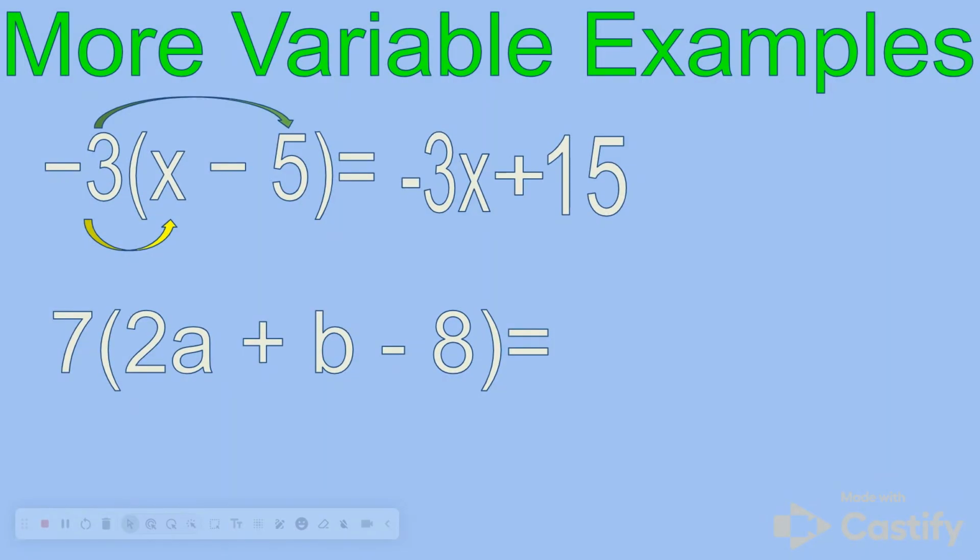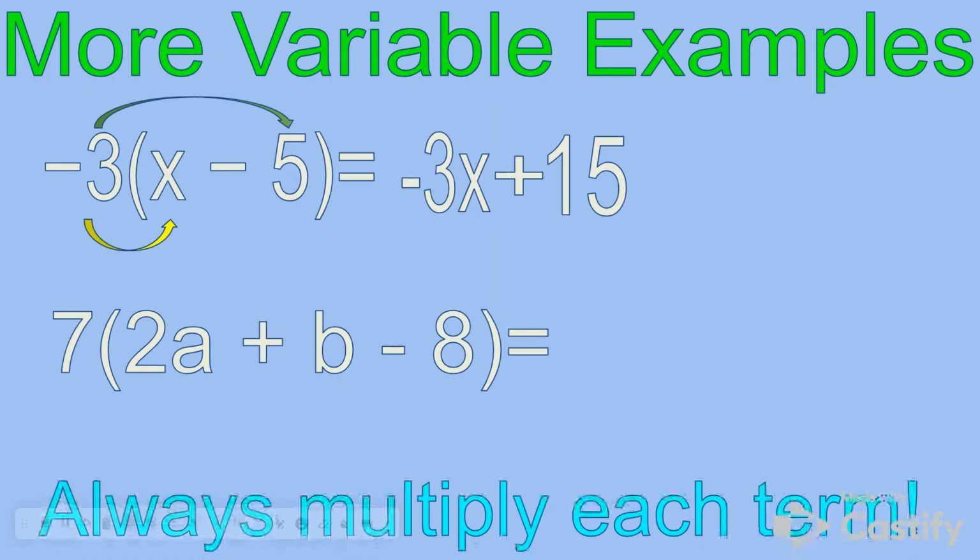Now we have 3 numbers inside the parentheses. But that does not change what we do. We're always just going to multiply everything on the inside by what's on the outside. So for this one, we're just going to do 3 multiplication problems instead of 2. So we're going to start with 7 times 2a. And since 7 times 2 is 14, 7 times 2a is just 14a.